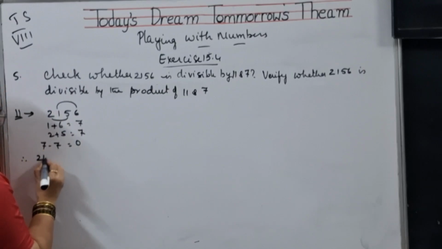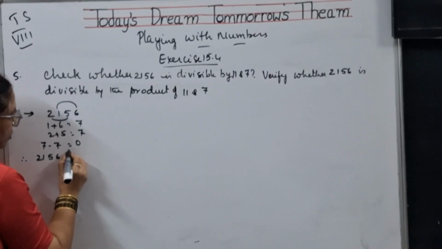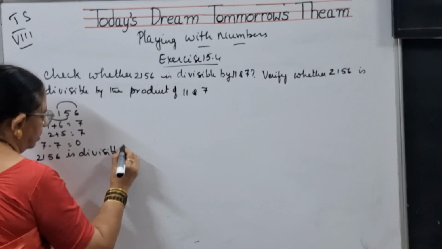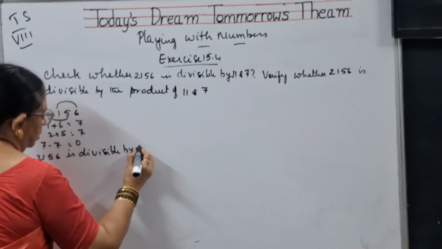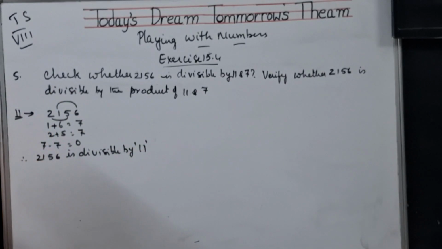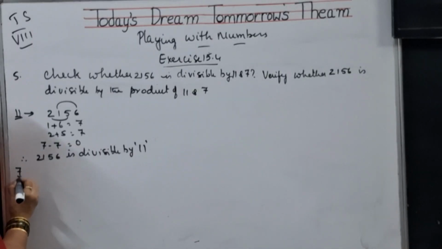Therefore, 2156 is divisible by 11. Next, we have to talk about the divisibility property for 7.